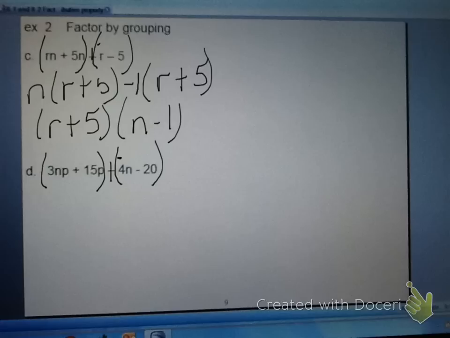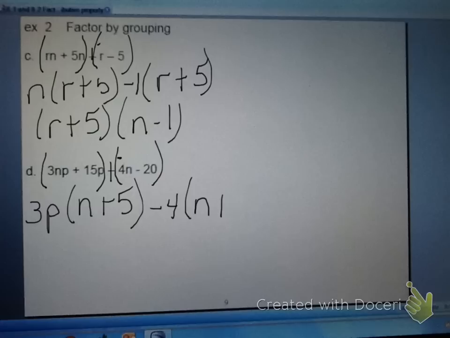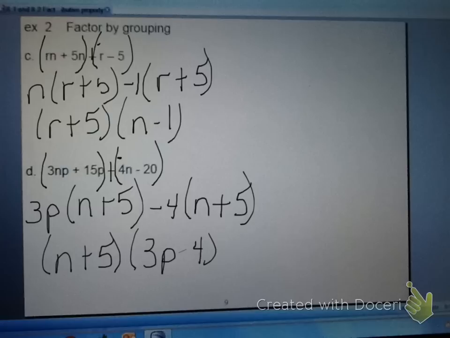Okay, example D, I'm going to group the first two together. I get a 3P. I get N plus 5. Now again, my first term is a negative, so I have to factor out a negative 4. And remember, when you factor out a negative, it changes the sign, so that's a plus 5. Be very careful about that. I factored out the N plus 3, the N plus 5, and I get 3P minus 4 left over.